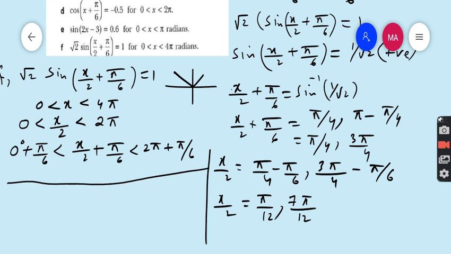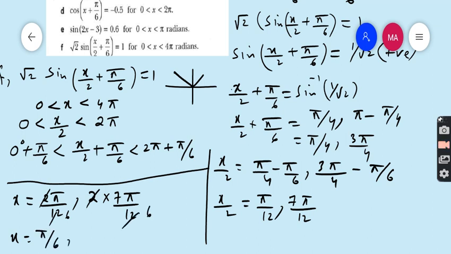And x by 2, because we need x, so we should multiply by 2 with pi by 12 as well as with 7 pi by 12. So 2 sixes are 12, pi by 6, and 2 sixes are 12, 7 pi by 6, and this is our final answer. And this is the last part. So I hope you understand all parts of question number 4.